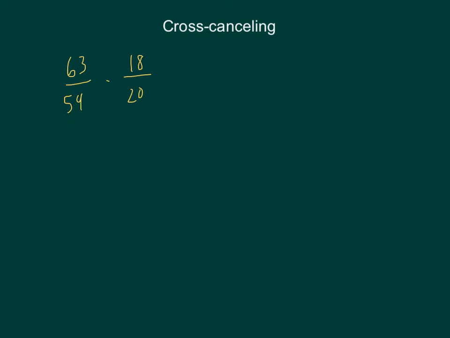So 63/54 can be reduced. The greatest common factor that 63 and 54 both have in common is 9. So when I divide 63 by 9, I get 7. When I divide 54 by 9, I get 6. Now I'm going to come over here and I'm going to look at the 18/20. Sort of dealt with them.